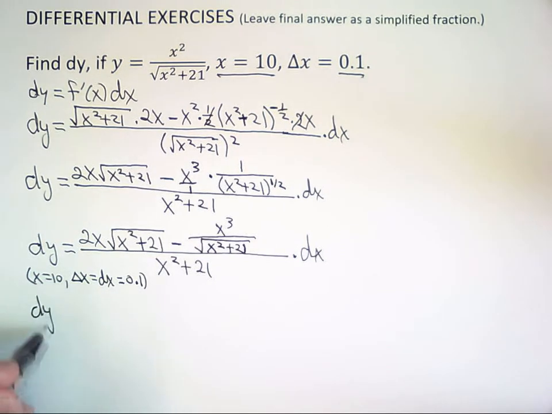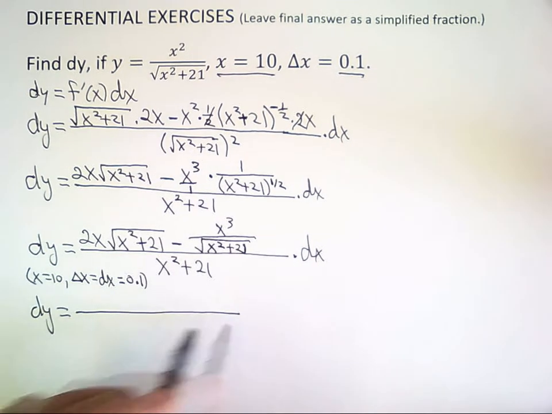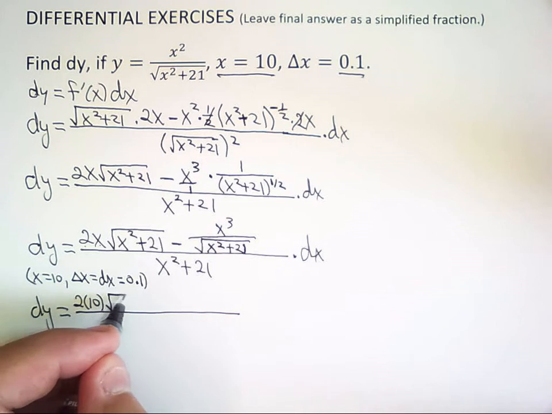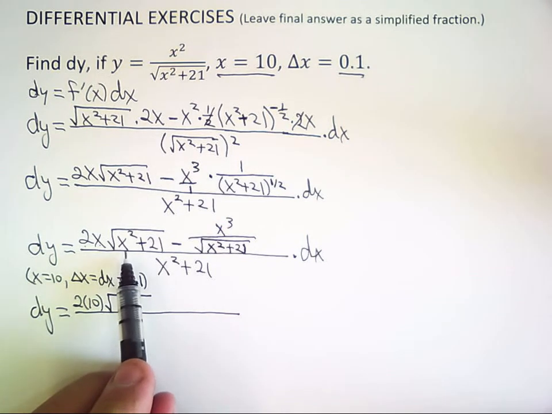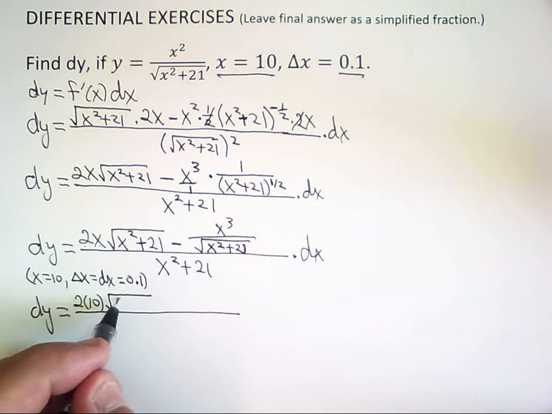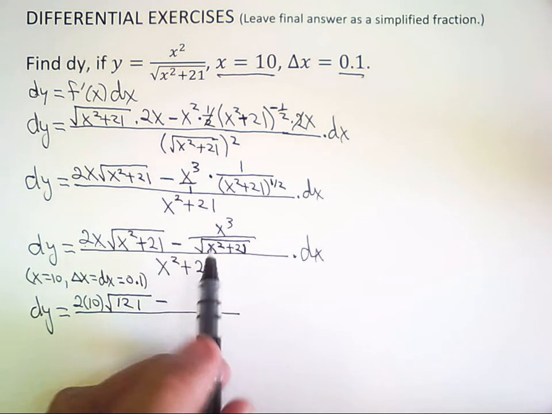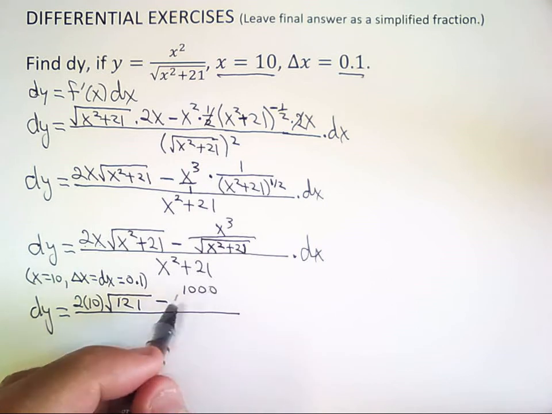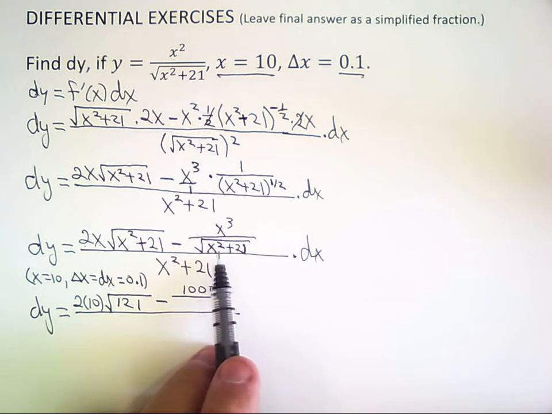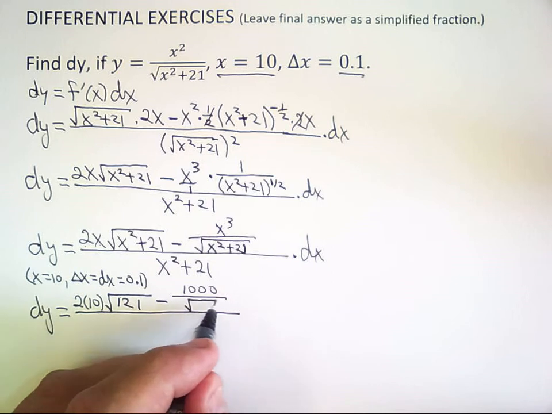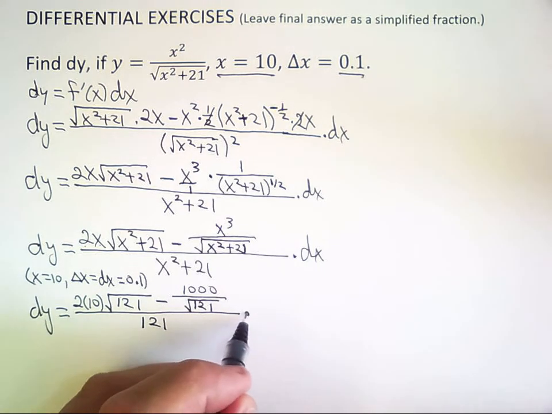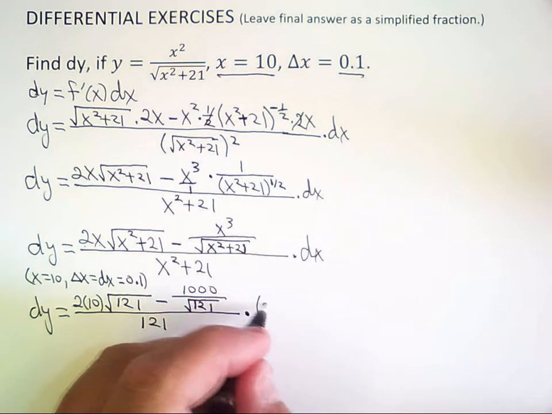I get dy is equal to 2 times 10 times the square root. Now let's do a little of this in our head. 10 squared is 100, and 100 plus 21 is 121. Minus 10 cubed is 1,000, 10 times 10 times 10. Over, and again, 10 squared is 100 plus 21 is 121. So the square root of 121. And that's 10 squared plus 21, which is again 121. Multiplied by dx, which is 0.1.